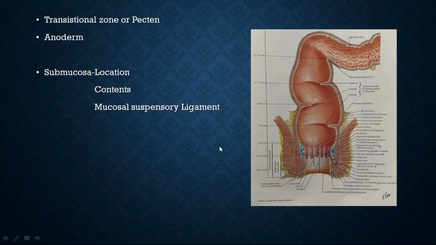This mucosal suspensory ligament is nothing but, see, here is a longitudinal muscle between the internal anal sphincter and the external anal sphincter. Here is the longitudinal muscle. This longitudinal muscle is nothing but the extension of the outer longitudinal muscle coat of the rectum, which gets continued down as the longitudinal muscle of the anal canal.